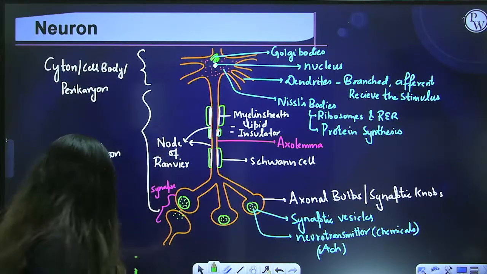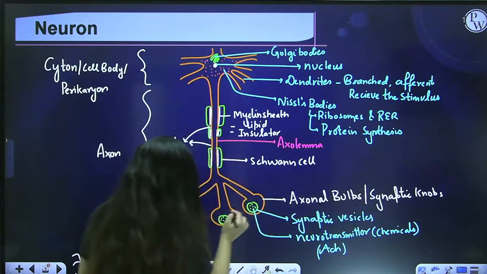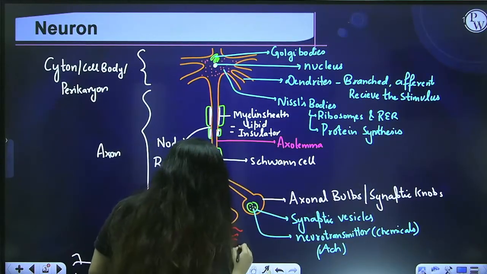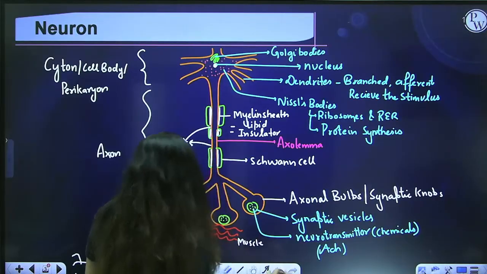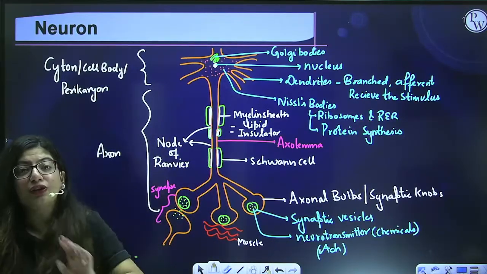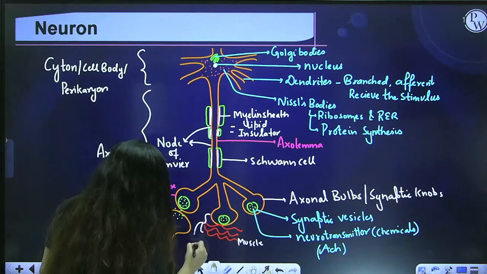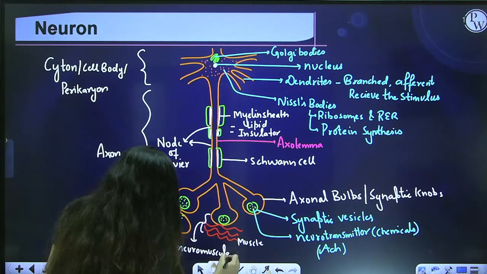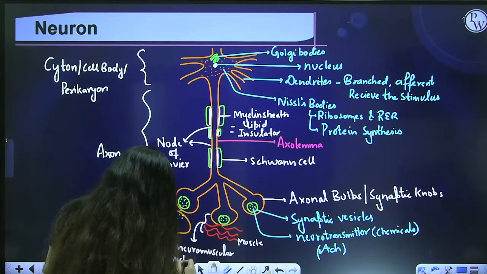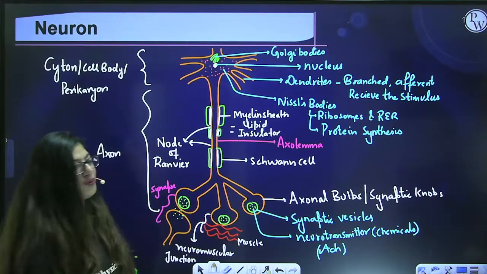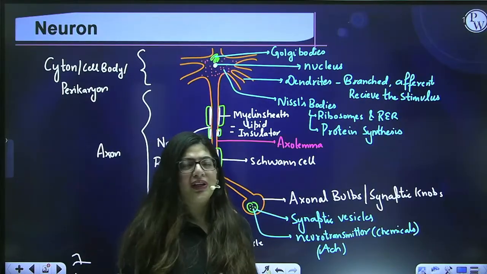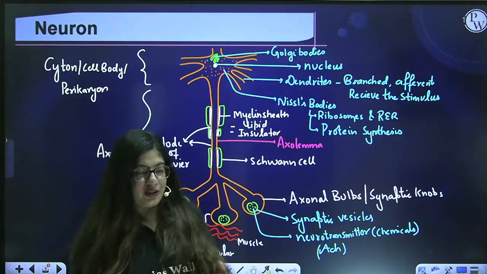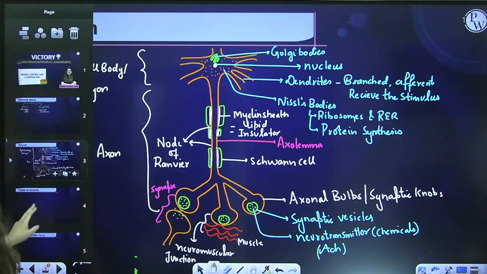Also, this neuron can end on muscles, and then you do not say the junction is a synapse. You call this a neuromuscular junction. Fine. So this is how one neuron communicates with the other. We'll also be discussing this in detail in the next sections. Before that, let's talk about the various types of neurons.